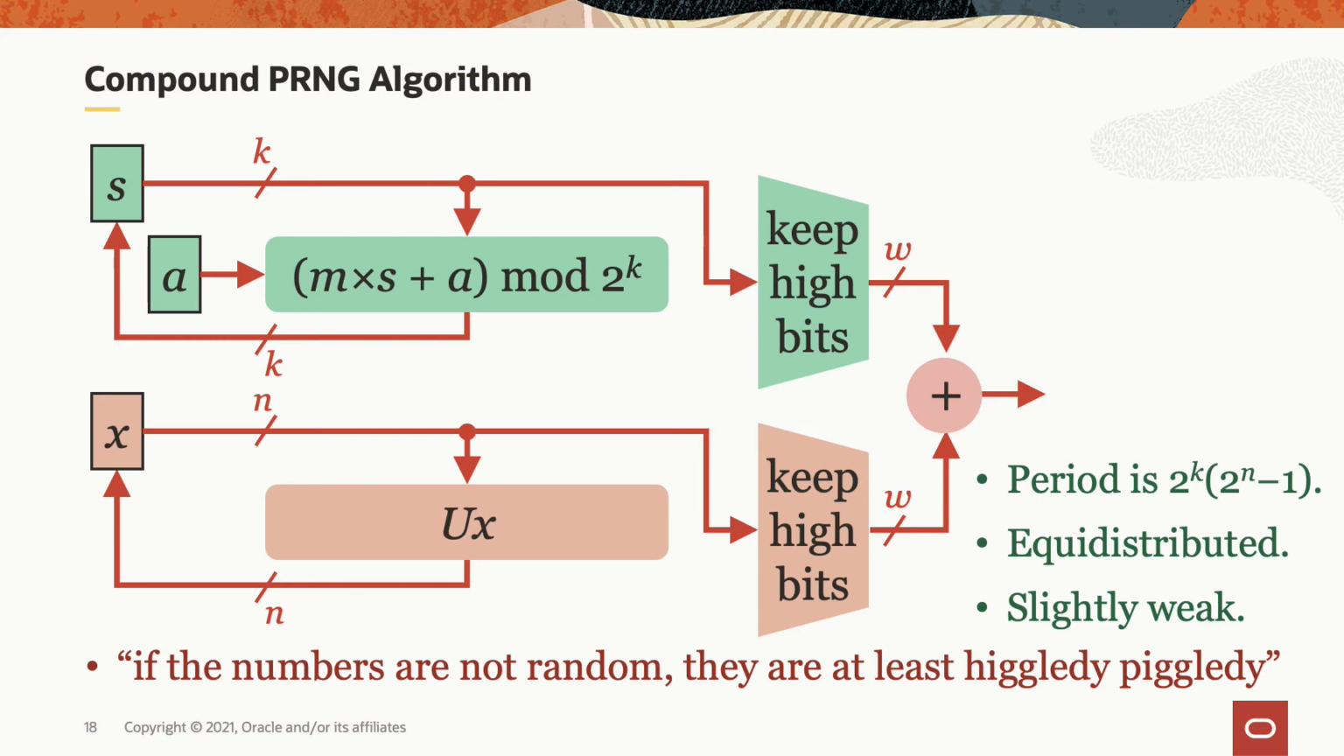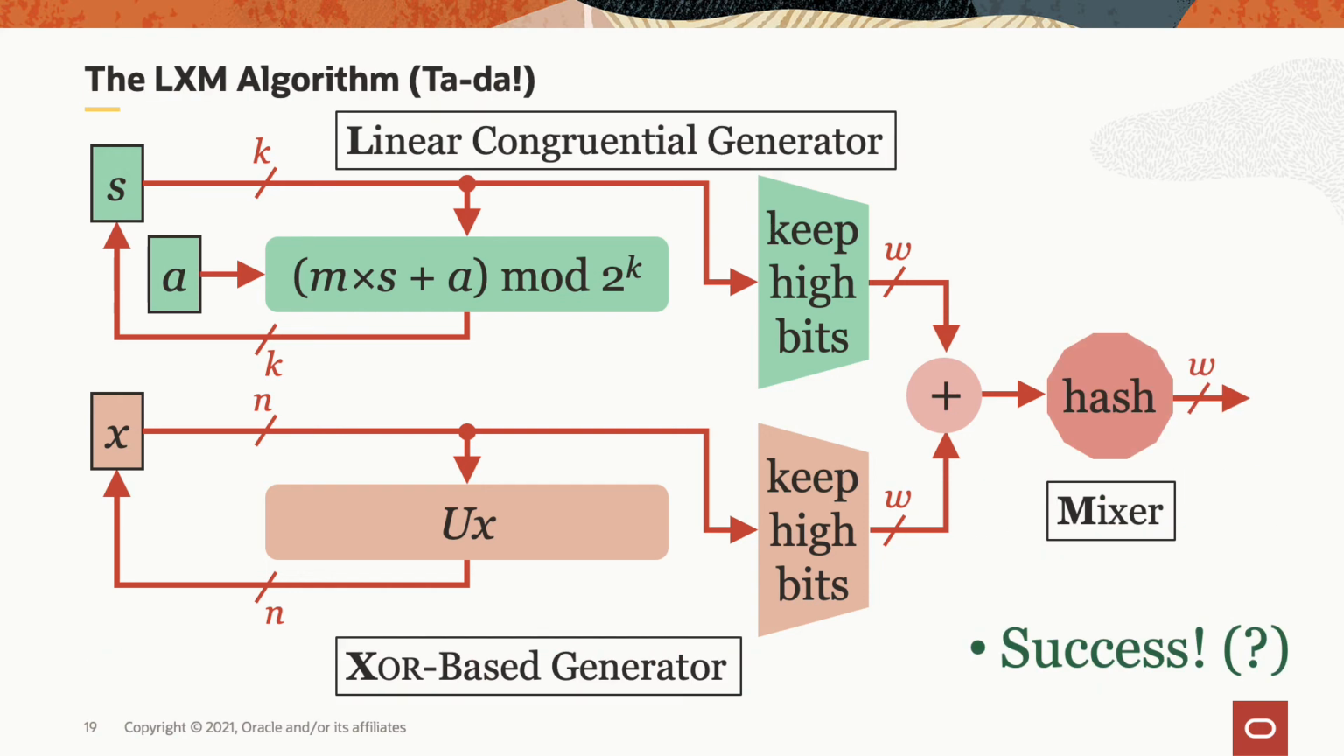One advantage is that the overall period is the product of their individual periods, because the period of the linear congruential generator is a power of 2, and the period of the XOR-based generator is odd. An additional advantage of these generators is that they are equidistributed. Their output is still slightly weak, but as Marsaglia commented, if the numbers produced are not random, they are at least higgledy-piggledy. And now, ta-da!